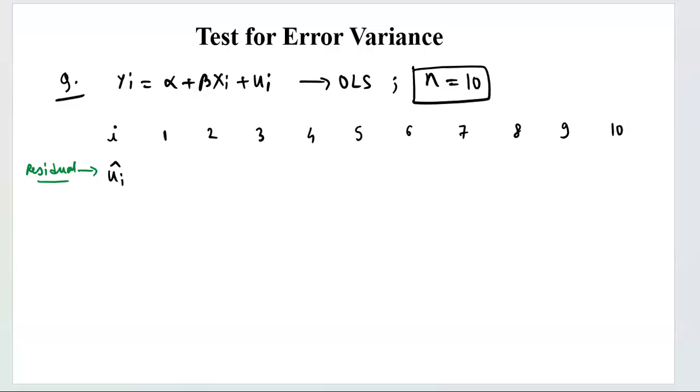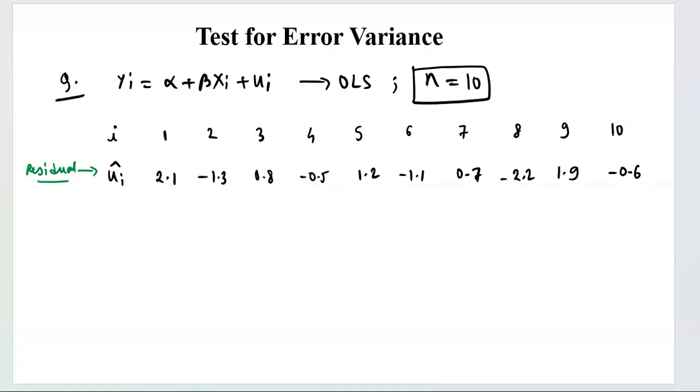Let me write the values. For the first observation, it is 2.1. Then you have minus 1.3, 0.8, then minus 0.5, then 1.2, then minus 1.1, 0.7, then minus 2.2, then 1.9, and then minus 0.6. So this is the question. Then what you have to do? You have to test the hypothesis.